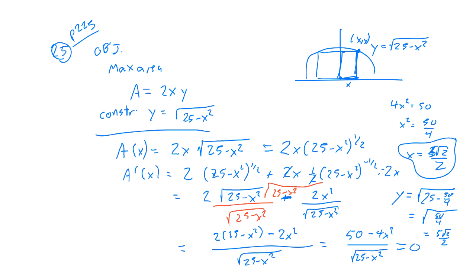So when it comes back to telling what the dimensions of the original rectangle are, the base of the rectangle is 2x. So 2x is the same as 5 root 2. And the height is y, which is 5 root 2 over 2. So those are the dimensions of the rectangle that have the biggest area. And if I wanted to know the area, I would just multiply those guys together, which I guess is 25.